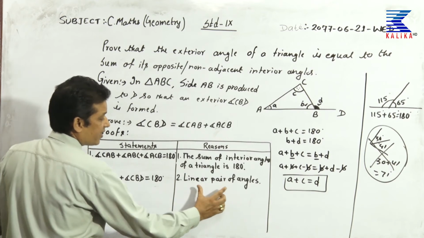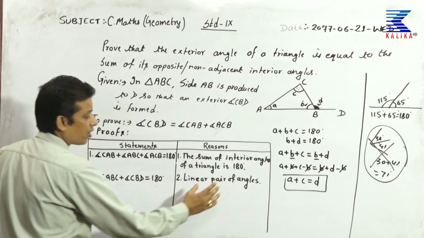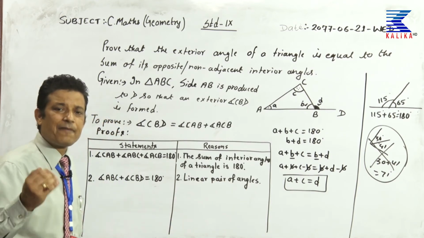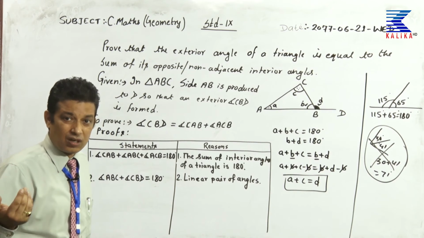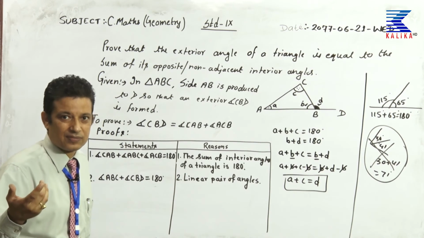Or dear student, instead of writing linear pair of angles, you can also write they form a straight line or they make a straight angle, that can be the reason.